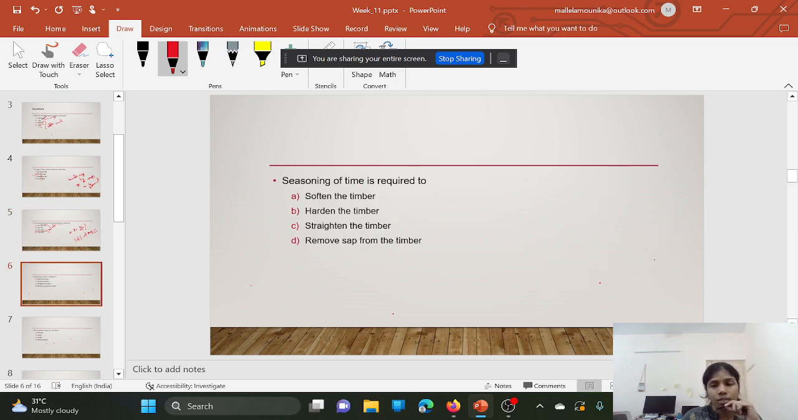And coming to the next question, seasoning of timber is required to. Actually, what do you understand by the term seasoning? What is this seasoning?